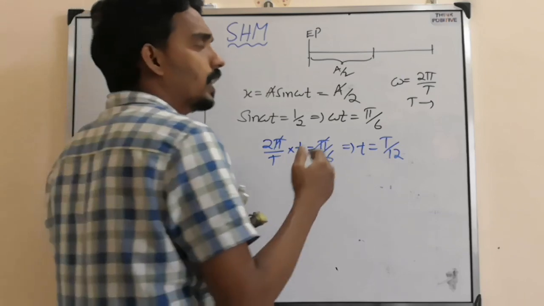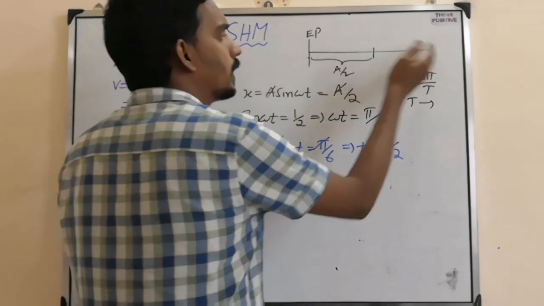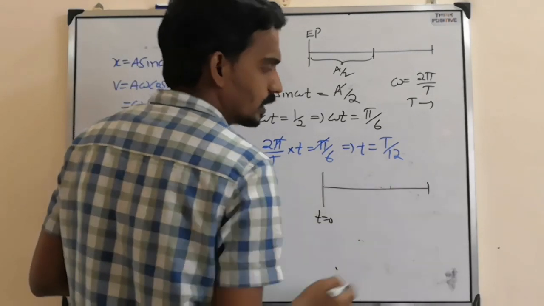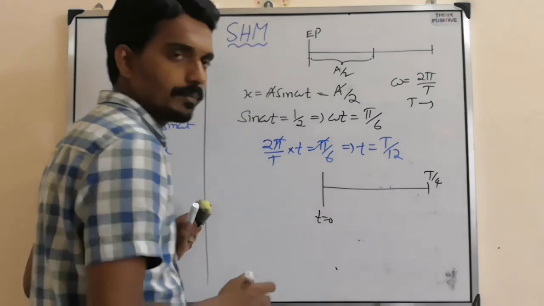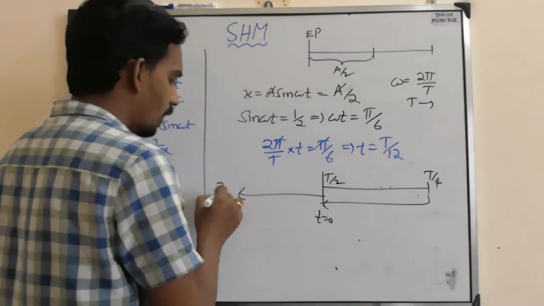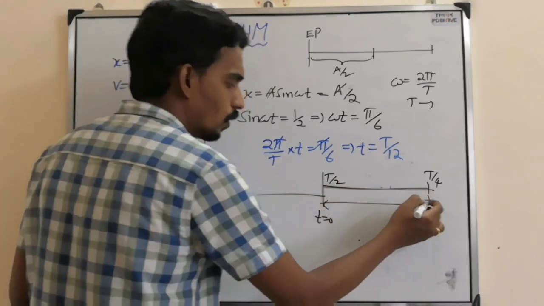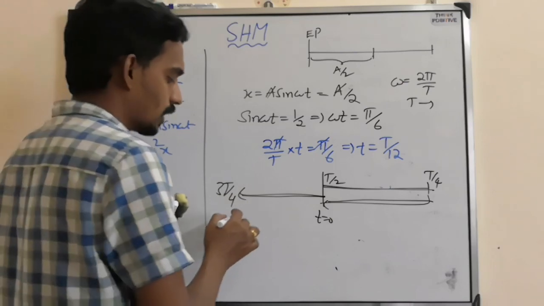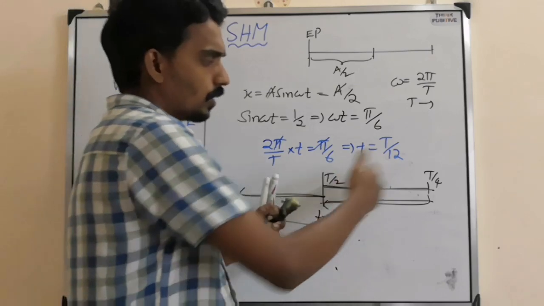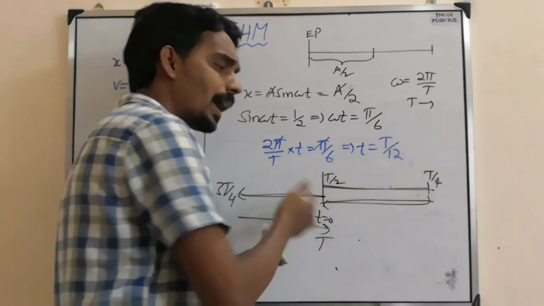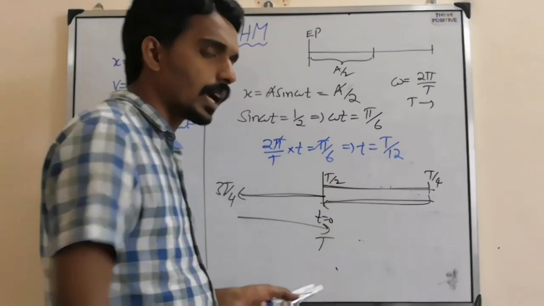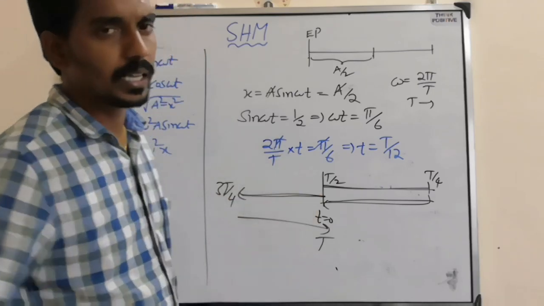If they are asking to cover one full amplitude, then how much time will it take? See here, starting at t equal to 0, it reaches here after T by 4 time. Then again it comes back after T by 2 time. Then it will reach here after 3T by 4. T by 4, T by 4, T by 4, one quarter oscillation each. So for one side T by 4, coming back T by 4, for the other side T by 4, coming back T by 4. So total time is capital T.